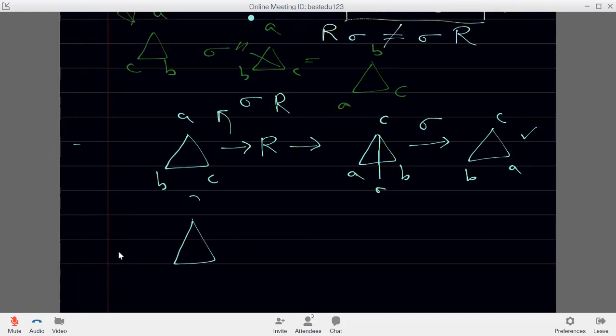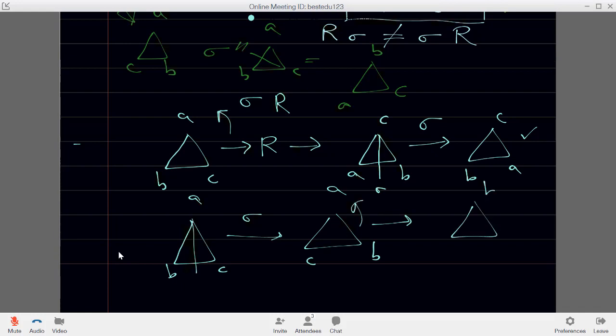So this is A, B, C. First I apply sigma. Sigma is like this. So I'll get A, and here B, here C, and then I will rotate like this. So it will become B, A, C. Okay, so this is my R sigma. Now check sigma double prime.